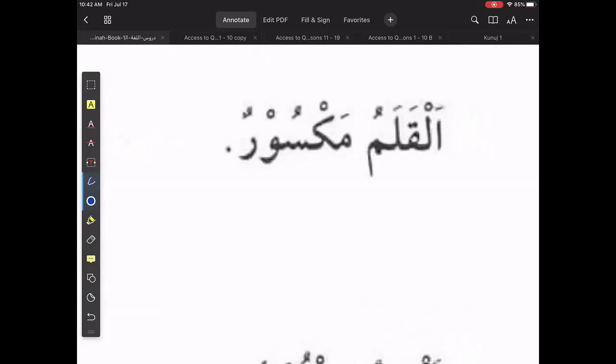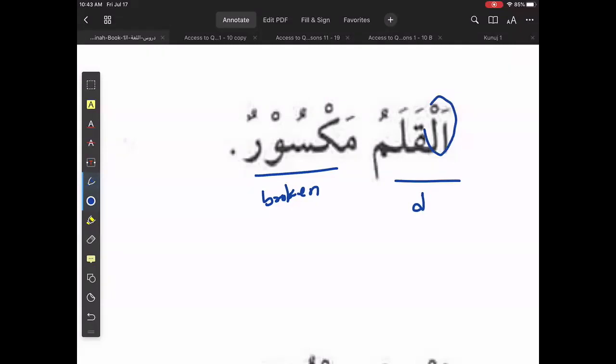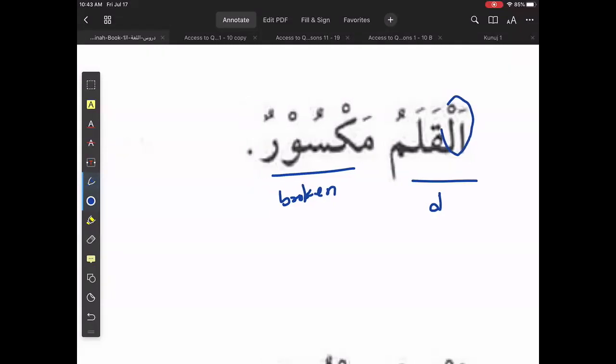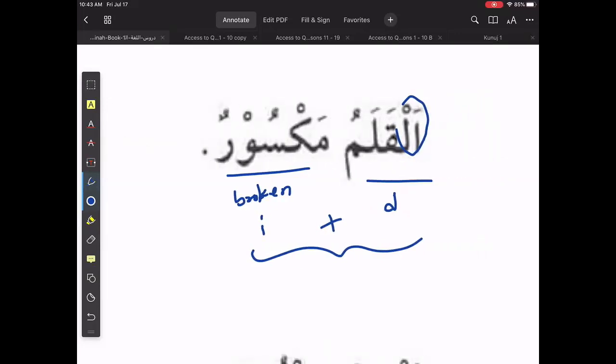So what happens when we say al-qalamu maksurun? What is maksur? Maksur is broken. Okay. So what is al-qalamu? Is it definite or indefinite? It is definite because we have alif lam, right? And maksurun, is it definite or indefinite? It is indefinite. You see what's happening? With the concept that we learned, when you have a definite and an indefinite, it becomes what? A sentence.